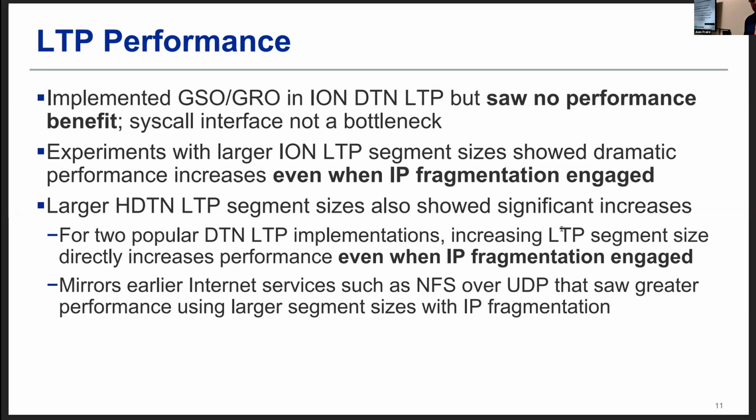We experimented with larger ION LTP segment sizes that showed dramatic performance increases, even though it was engaged in IP fragmentation. And we found that larger HDTN LTP segment sizes also showed significant increases. So we now know that for two popular DTN LTP implementations, increasing the LTP segment size directly increases performance even when IP fragmentation is engaged. And this mirrors earlier internet services such as NFS over UDP that saw greater performance using larger segment sizes with IP fragmentation.